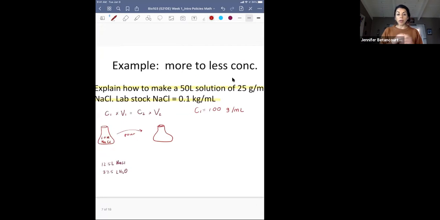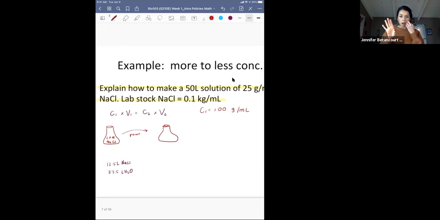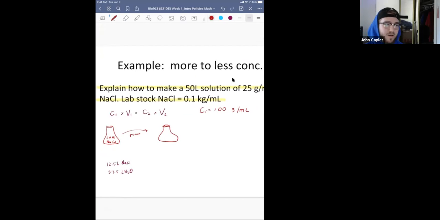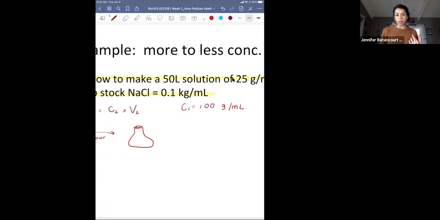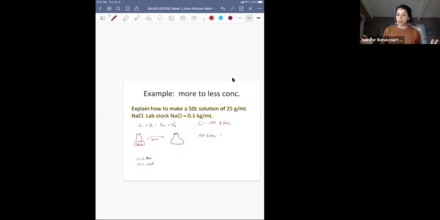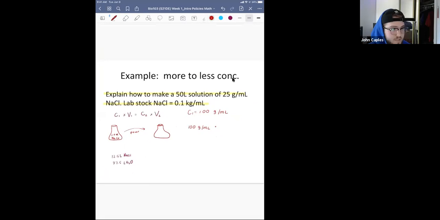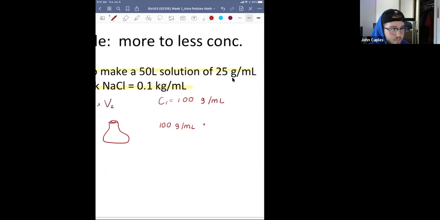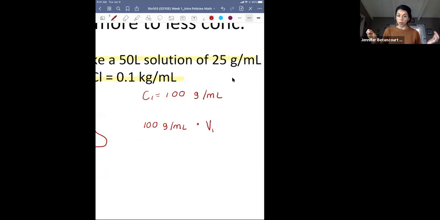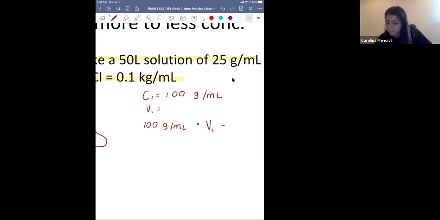Okay, so C1, we've already established what that is. Let's go ahead and define all of the other variables. C1 we know. Do we know V1? Yes or no? No, that's what we're solving for. Okay, so Carolina, please put V1 equals question mark. Okay. Sure, that's fine. How you're doing it is fine.